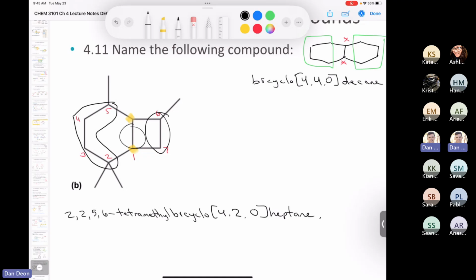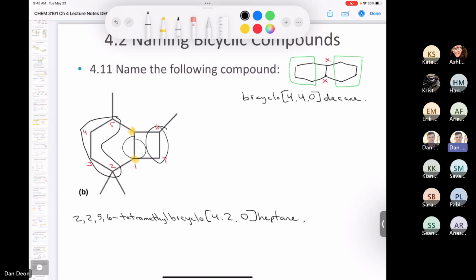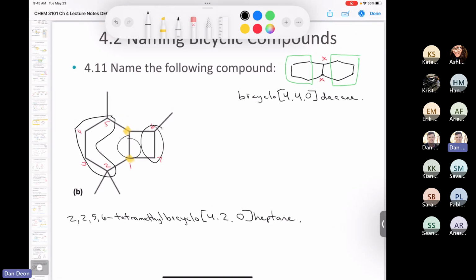All right, let's try one more. I'm going to draw one here. See if you can name it. Let's see here. What if I drew something like this? I'll draw it in blue. I drew something that looked like this. Okay, could anybody name this compound? Maybe I could fix this bond a little bit, like that.